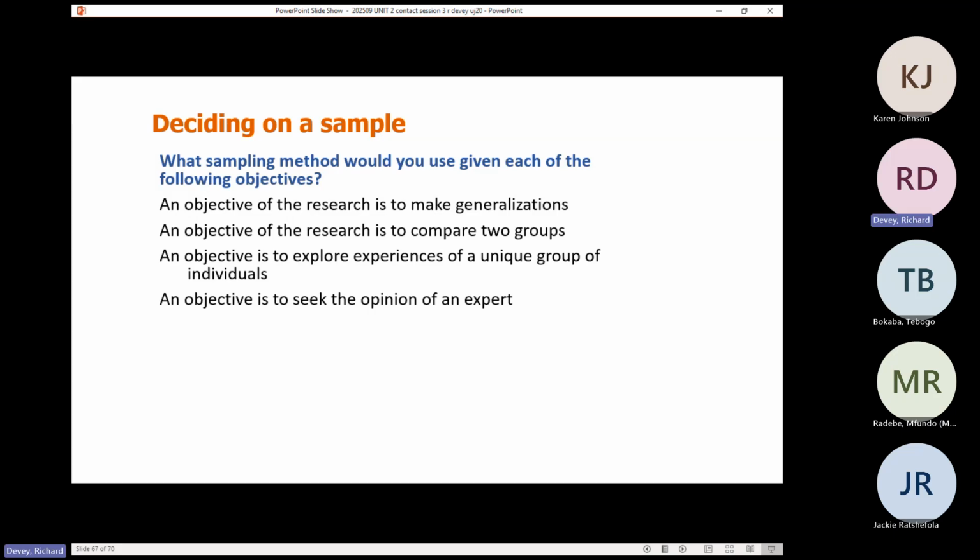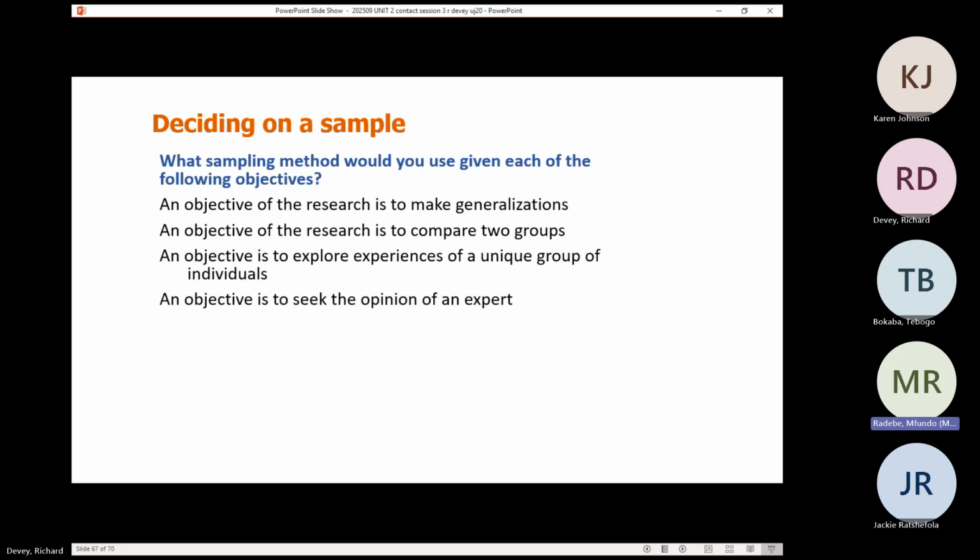Any suggestions? Yes. Can I say something? Yes, yeah. I think when generalizing your research findings to a larger population, the best one, or the one that I would use, is probability sampling methods.